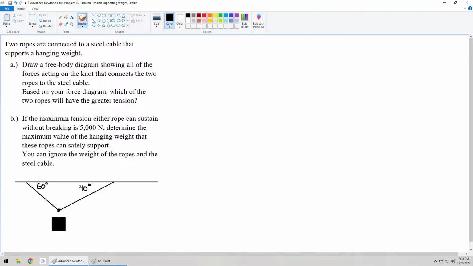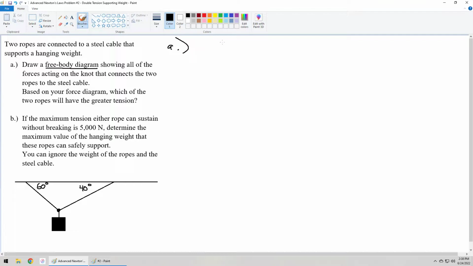And part A wants us to determine which of the two ropes will have the greater tension based on the force diagram that we draw. For part B, if the maximum tension that either rope can sustain without breaking is 5,000 newtons, we need to determine the maximum value of the hanging weight that these ropes can safely support. Thankfully we can ignore the weight of the ropes and the steel cable, so that makes everything pretty straightforward. Let's start with part A, where we draw the free body diagram.